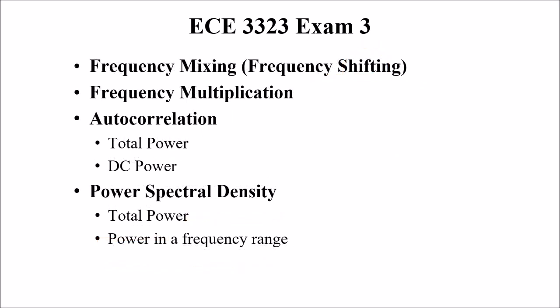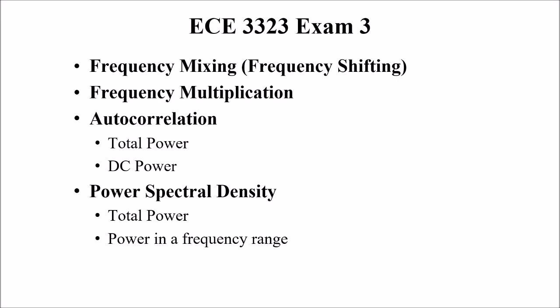So with FM, we looked at frequency mixing. This is using a mixer and a local oscillator and a bandpass filter to shift the frequency of an FM modulated signal from one center frequency to another. Frequency multiplication, which increases both the center frequency and multiplies the frequency deviation.